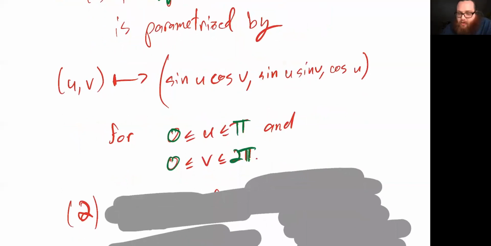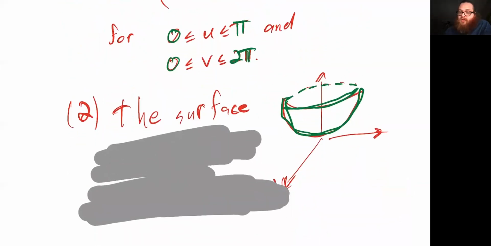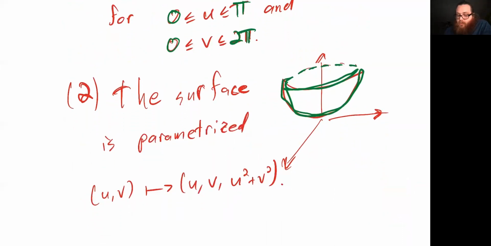So that's just one example of a parametrization. Another example would be something like this. Take this parabolic sort of bowl. What's the parametrization? Plug in two parameters u, v. What are your three-dimensional coordinates? First coordinate is just u. Second coordinate is just v. Third coordinate is going to be u squared plus v squared. And so for x, y, and z, where z is equal to x squared plus y squared, you're going to get something that looks like this.